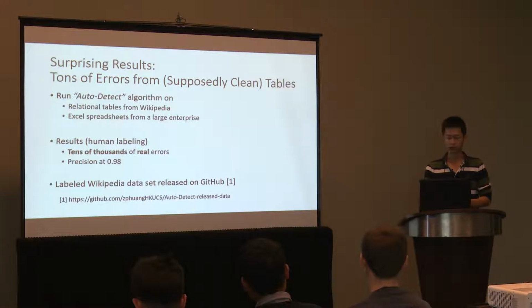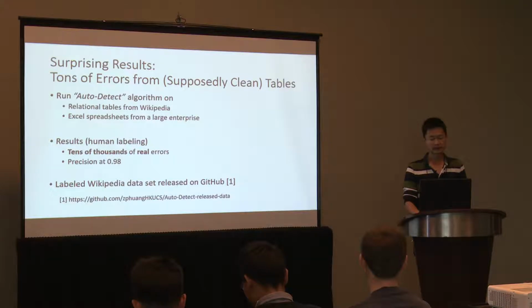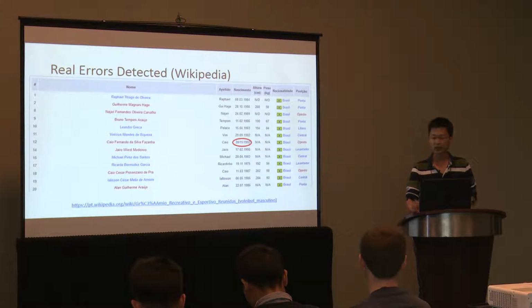We run our algorithm on two data sets. The first one is relational tables extracted from Wikipedia, which are supposed to be like an encyclopedia and supposed to be high quality. The second one is Excel spreadsheets crawled and extracted from a large enterprise, and these are supposed to be professional quality. Surprisingly, we were able to detect tens of thousands of real errors at a very high precision. The labeled Wikipedia dataset is actually released on GitHub, and you can find a link to it in our paper.